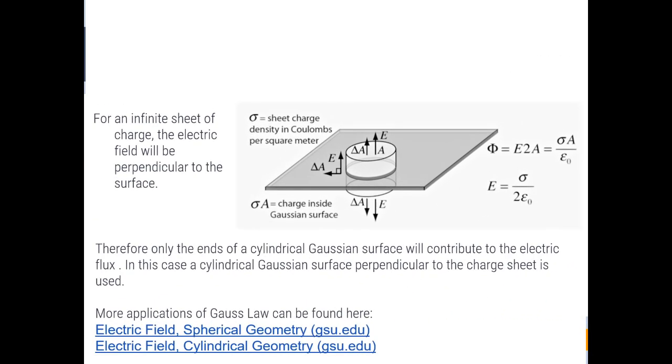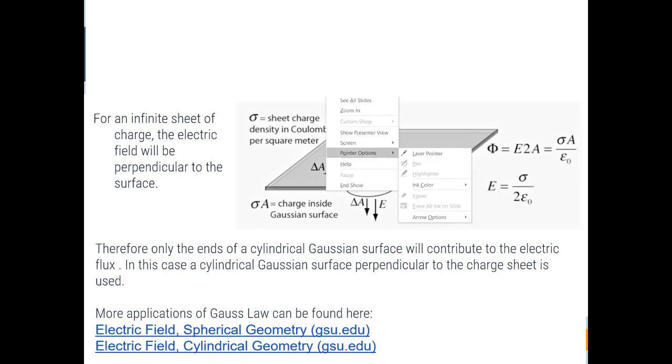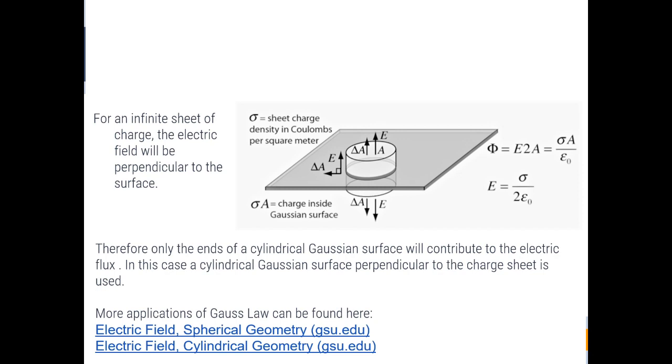Now let's try to apply this Gauss law to find the electric field due to a uniformly charged infinite sheet. For an infinite sheet, the field would be perpendicular to the plane of the sheet. This can be seen easily here. We can just try this out.